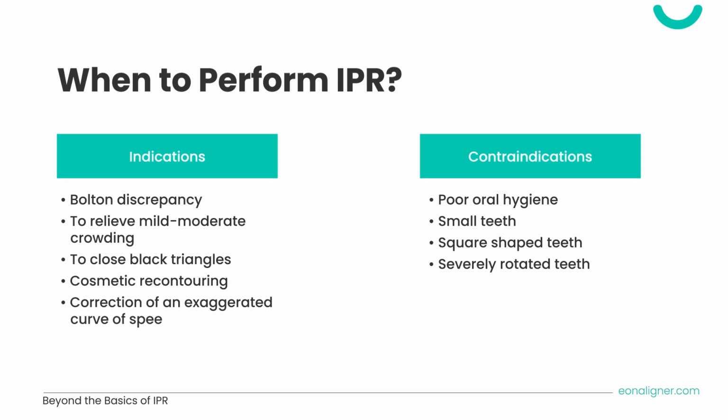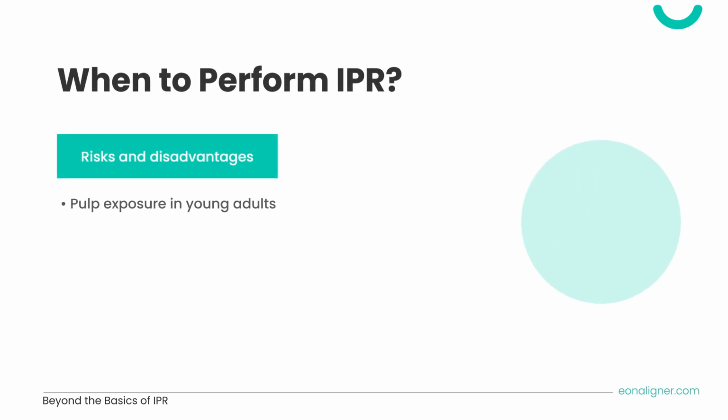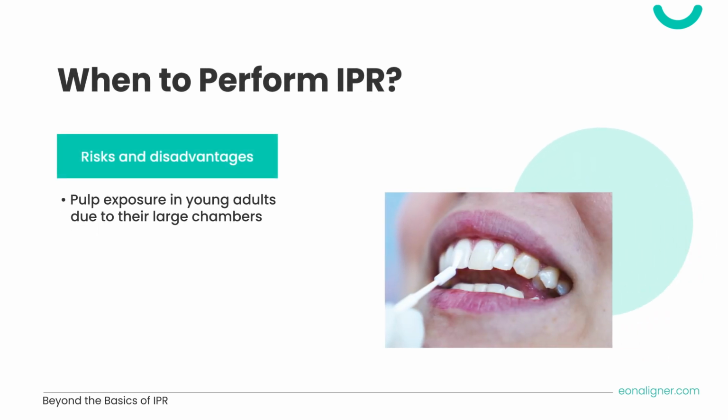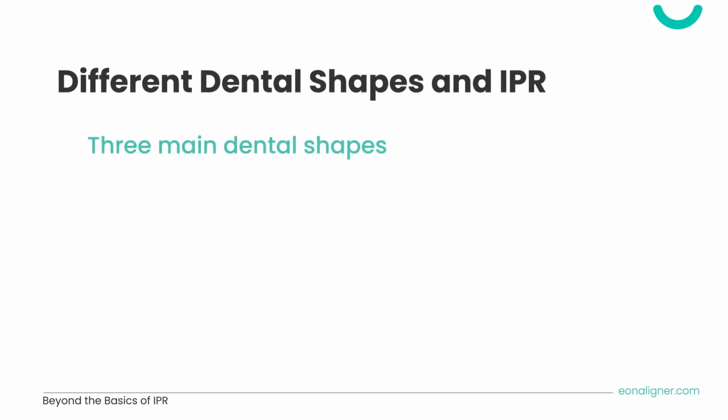Small teeth, square-shaped teeth, and severely rotated teeth. For these teeth, you need to wait until you have a proper contact point to perform IPR. Some of IPR's risks are pulp exposure in young adults due to their large pulp chambers, sensitivity that can be avoided by applying fluoride after the procedure, and excessive space caused by overstripping. Different dental shapes and IPR.